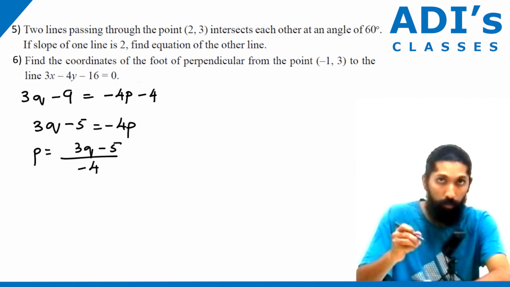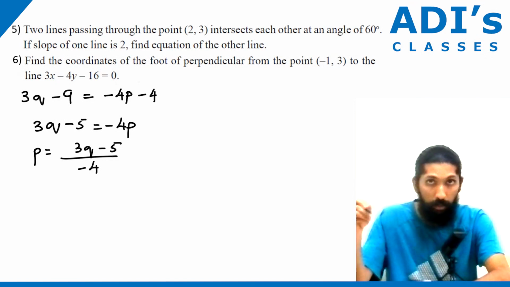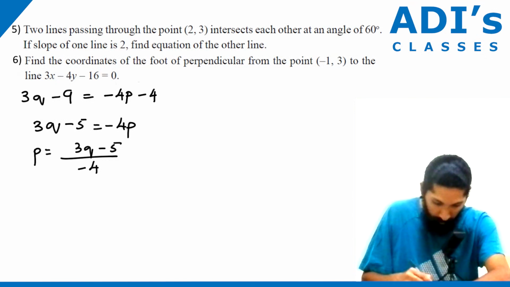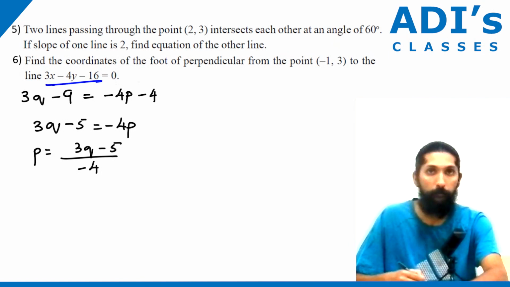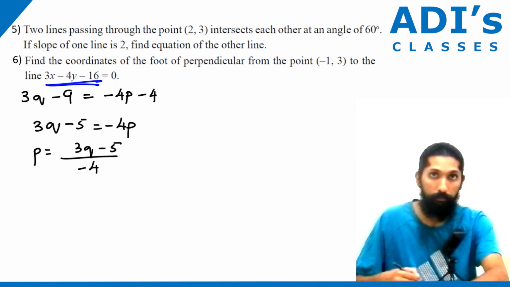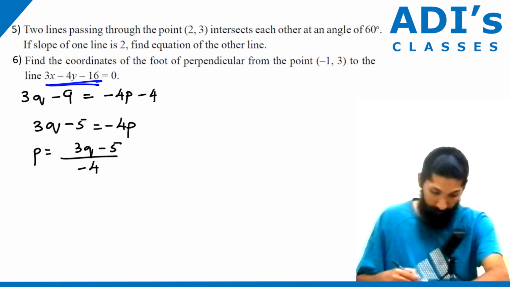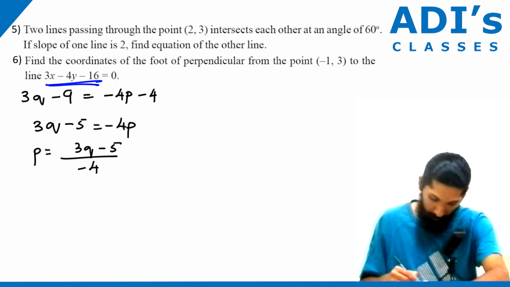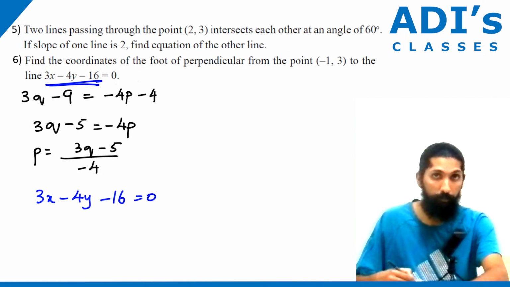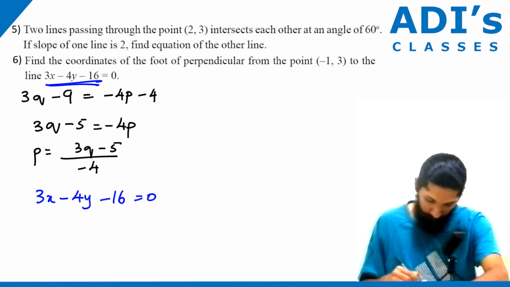Now, P comma Q is a point on that particular line, isn't it? So, what line are we looking at? We are looking at this line, 3x minus 4y minus 16. So, we'll substitute this point onto that particular line. Okay? Now, what is the line? 3x minus 4y minus 16 is equal to 0. So, in place of x and y, we have P comma Q. So, we have 3p minus 4q minus 16 is equal to 0.